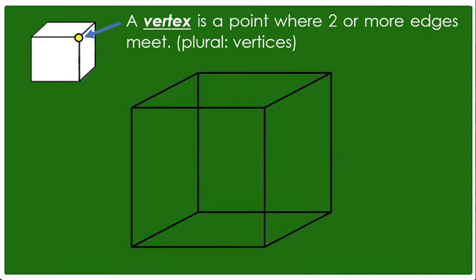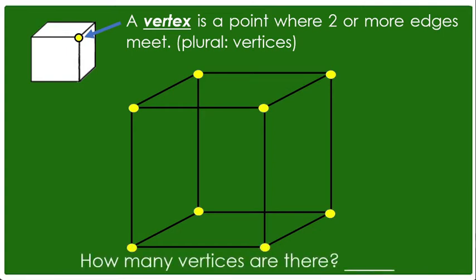Now, let me show you how a vertex is formed. When two or more edges meet at a common point, that point is called a vertex. Now, let us count the number of vertices this cube has. 1, 2, 3, 4, 5, 6, 7, 8. How many vertices are there? Good job. It has 8 vertices.